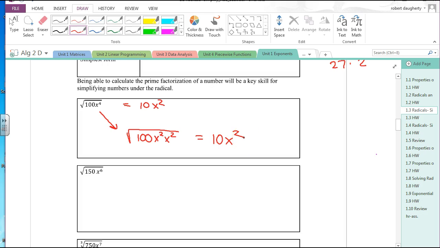So your goal is, whatever root you're taking, organize what's under the radical, the radicand, as perfect squares. If you get a perfect square, you can take the square root and bring it outside of the radical. If you don't get a perfect square, it stays where it is. Okay? Let's look at this one.